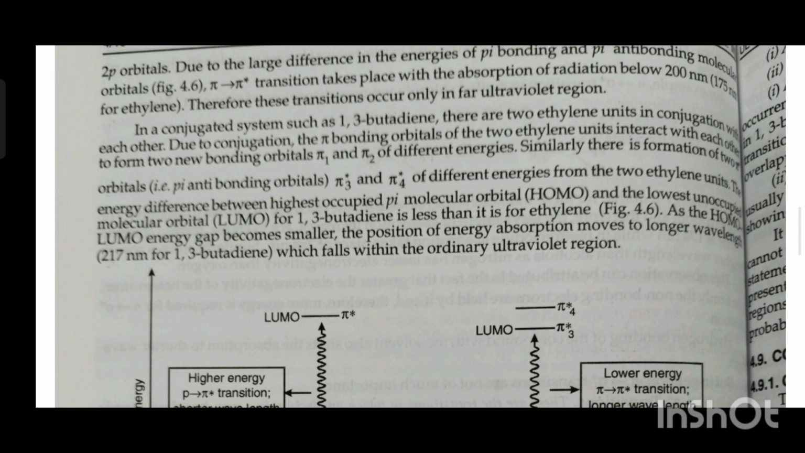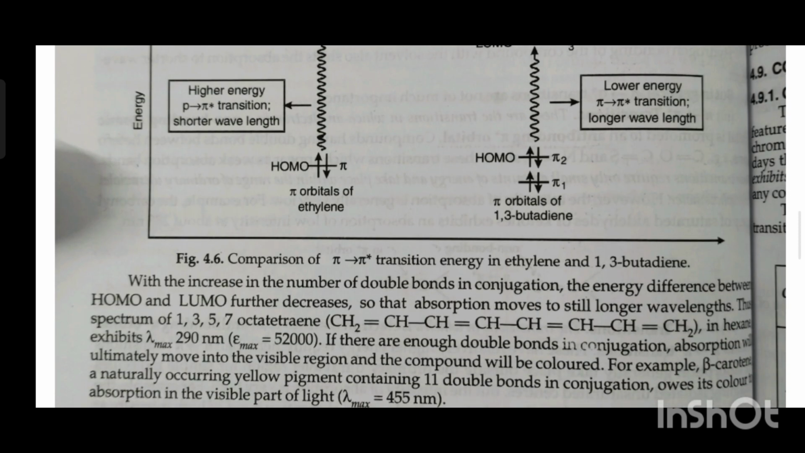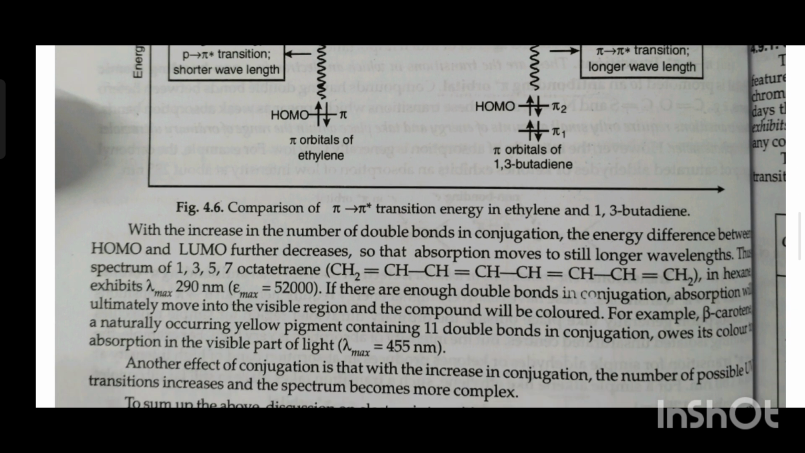is less than it is for ethylene, as the energy gap between the highest occupied molecular orbital and the lowest unoccupied molecular orbital becomes smaller. The position of energy absorption moves to longer wavelength, which falls within the ordinary ultraviolet region. With the increase in the number of double bonds in conjugation, the energy difference between the highest pi bonding molecular orbital and the lowest pi antibonding molecular orbital further decreases, so that absorption moves to still longer wavelength.